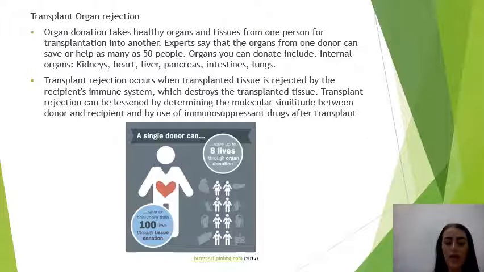But what can happen if the body rejects this? Well, transplant rejection occurs when transplanted tissue is rejected by the recipient's immune system, which destroys the transplanted tissue. Transplant rejection can be lessened by determining the molecular stimulant between donor and recipient, and by use of immunosuppressant drugs after transplant.